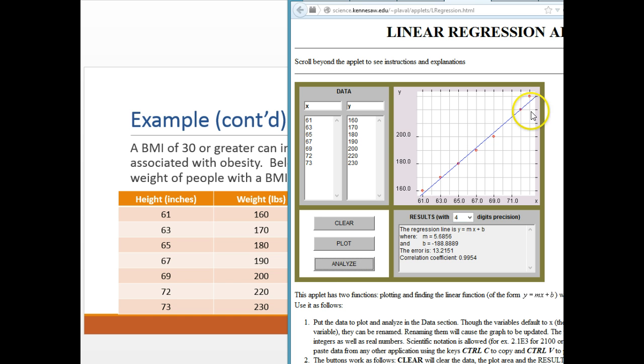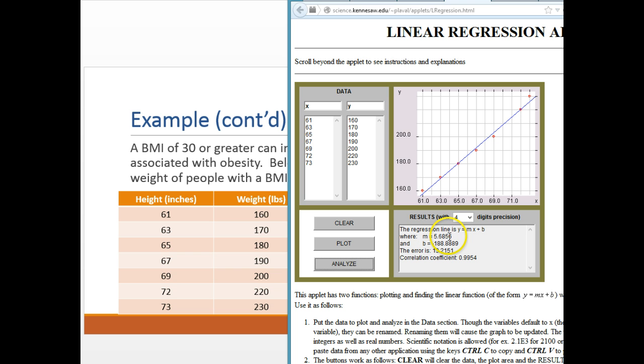Notice it gives us a line. This is what's called the line of best fit. Notice it does not touch all of these data points. In fact, it only touches, it looks like, 3 of the 7 data points. But this is the best fit for this line. We know the equation for a line is y equals mx plus b.